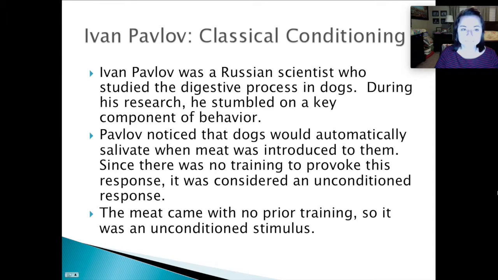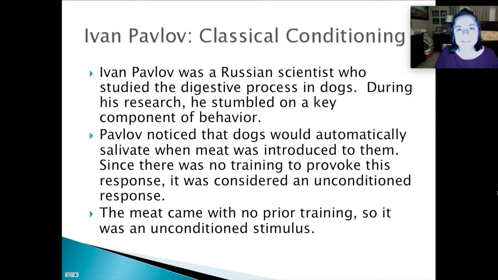Ivan Pavlov was a Russian scientist who was performing experiments on the digestive tracts of mammals, and he was doing his research on dogs and on their salivary glands. While doing this, he stumbled upon something that became a key role in behavioral learning theories. Pavlov noticed that the dogs would automatically start salivating when their meat was introduced to them.